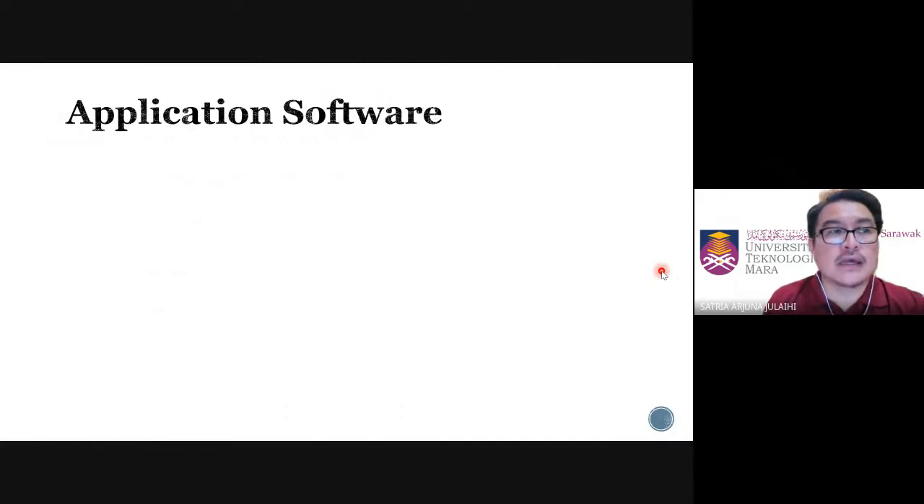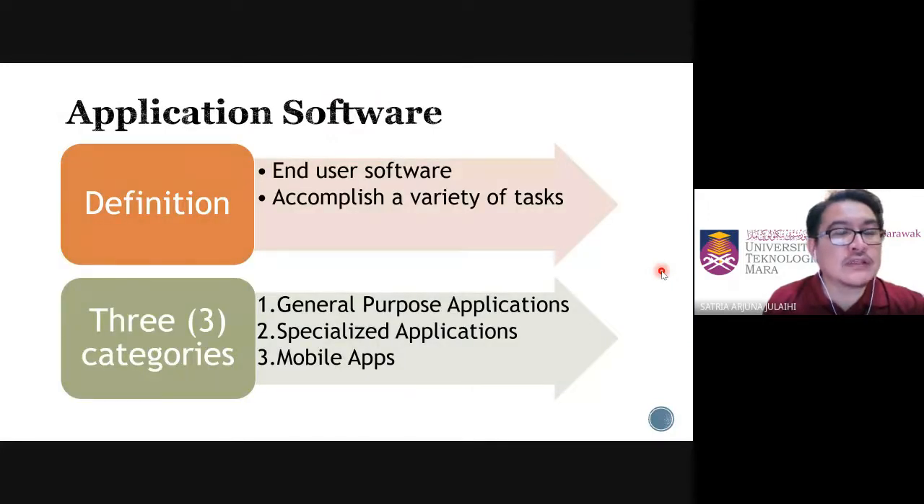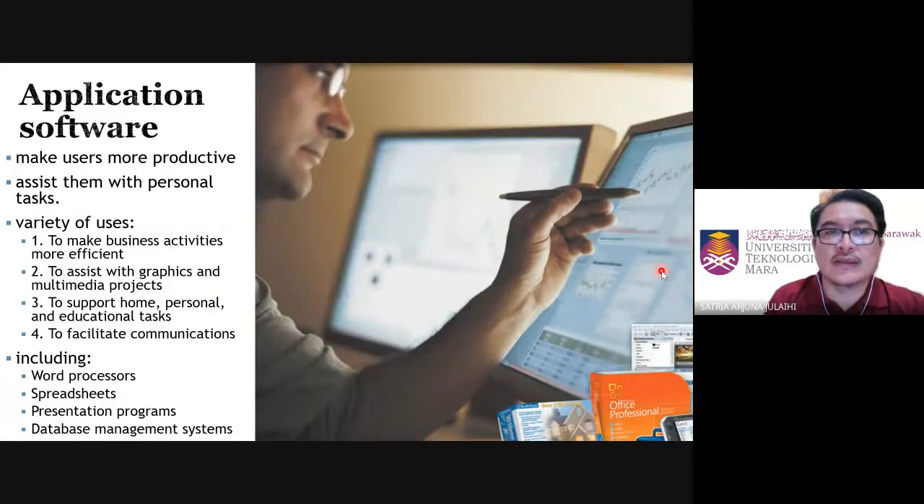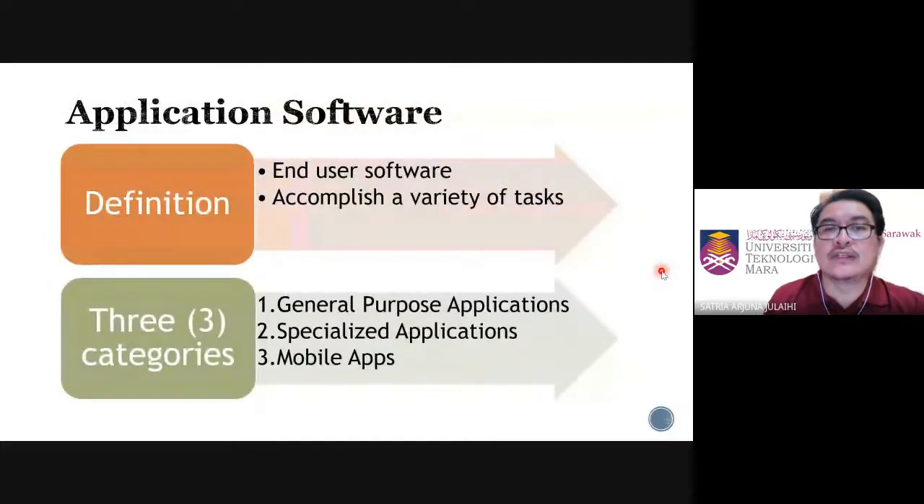Okay, let us look at the application software. So you can see here, the definition of application software is end user software, and it is used to accomplish a variety of tasks for individuals. Just now also we have seen the definition here. Software that makes a user more productive and assists them with personal tasks. Okay, that is also the definition. Okay, 3 categories of application software: general purpose application, specialized application, and mobile apps, right?